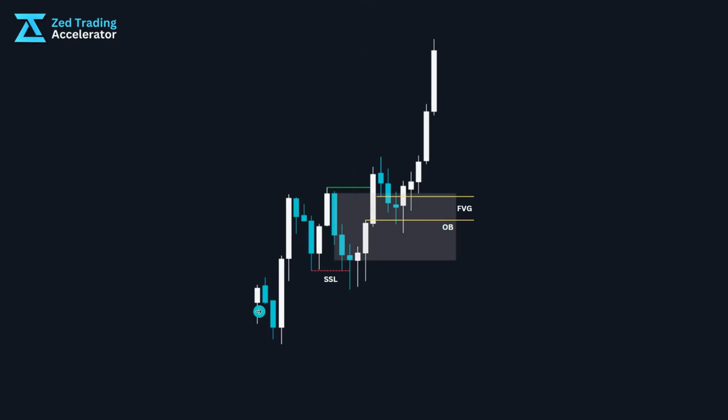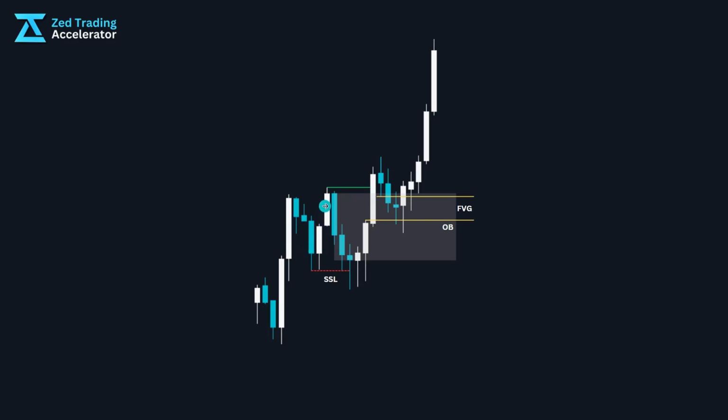Here, as we can see, we are going higher. When we are going higher, we want to see up close candles. As we can see right here, we form a down close candle. This is a potential order block. But since we did not displace higher, disrespecting this swing low, this is not yet a valid order block.